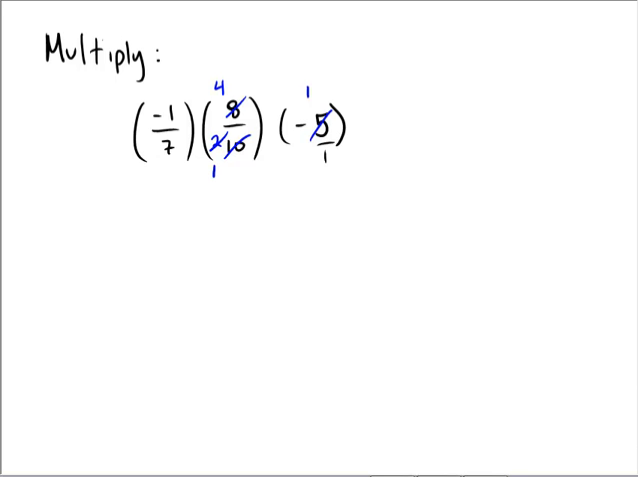So at the end we have, remember it's a positive number because we have two negatives, and negative times negative is positive. 1 times 4 is 4, multiplied by 1 is 4. So we get a 4 in the numerator. And on the bottom we have a 7 times a 1 times a 1, and that would be 7. So the final answer would be 4/7.